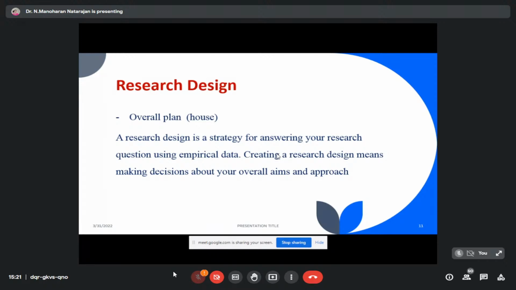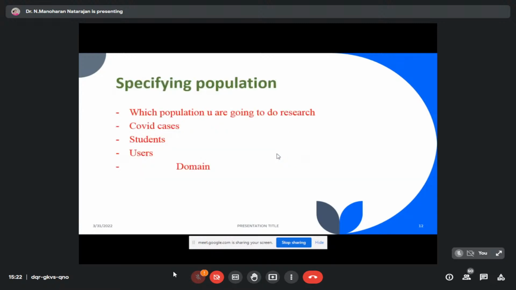Creating a research design means making decisions about your overall aims and approach. The design should contain aim and approach. What is the aim? Finding a medicine or finding a solution for our COVID. What is the approach? That is different. In what way are you going to solve that? What way are you going to find the method or approaches? That is the overall design. Next one is the specific population.